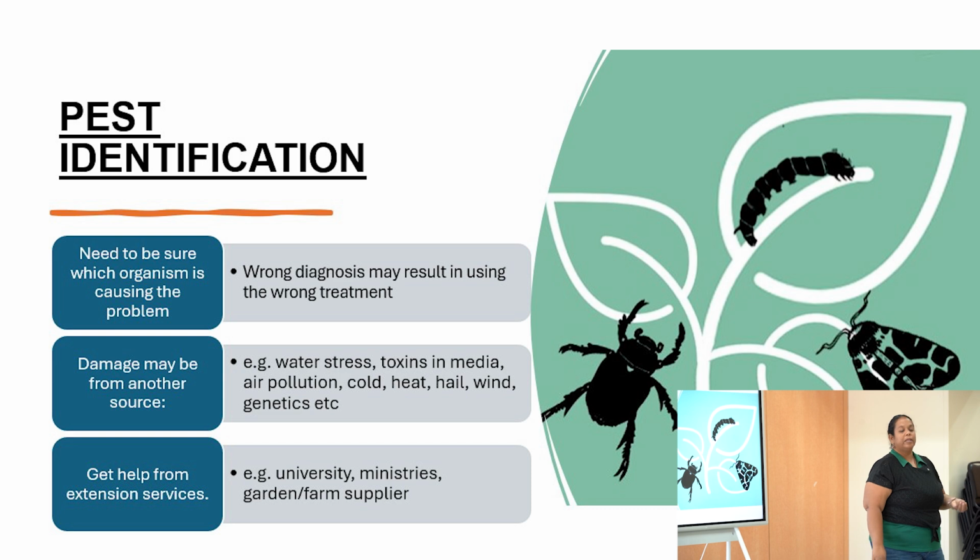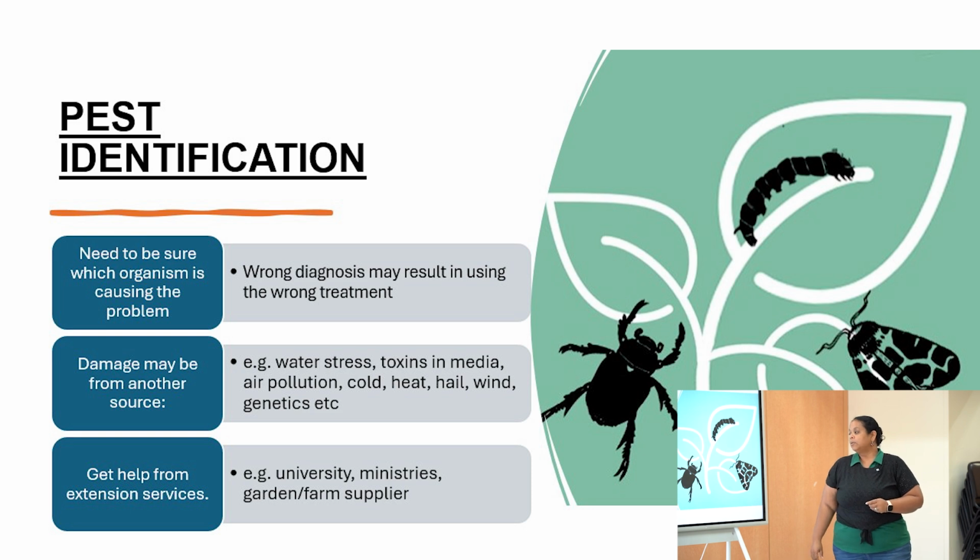It might be something from the environment. It could be something like air, it could be temperature, it could be even children, because you have a lot of students in these schools. They might be touching and rubbing the leaves. They might be pinching the leaves. Okay, so your damage may actually not be from an insect pest.